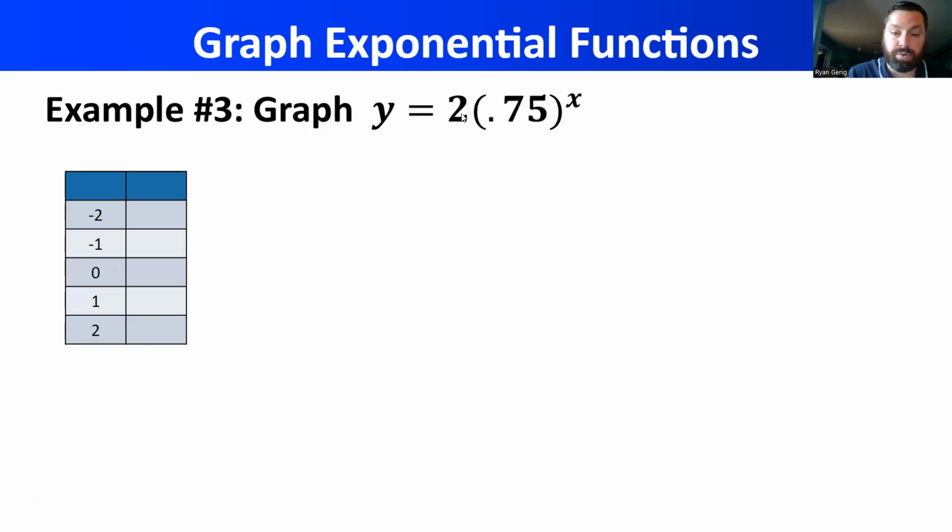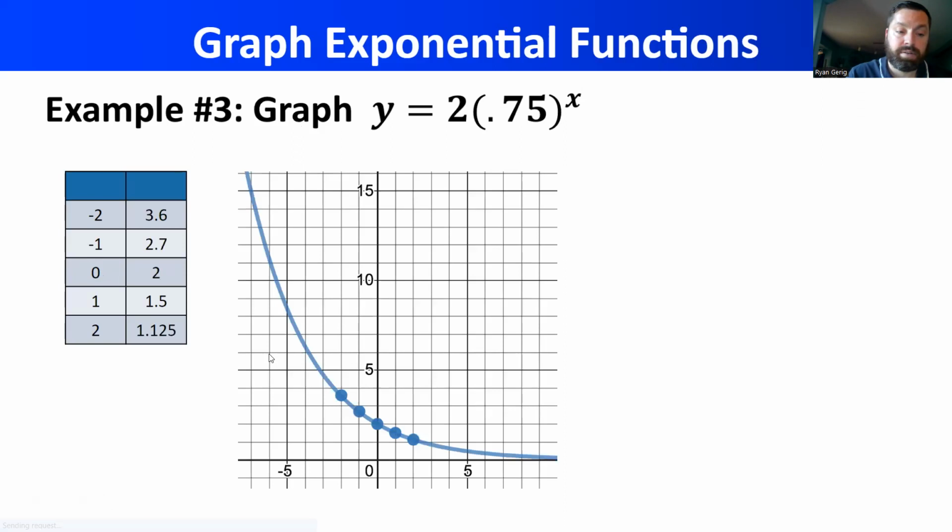The a value is 2. When I put 0 in for x, that wipes this 0.75 out, and when x is 0, y is 2. So when I plug these in, you're going to get some nasty numbers for -2, -1, 1, and 2, but 0, 2 should be nice. This number, 0.75, is between 0 and 1, so this is a decay problem, which is why you see it going down this time. And again, on this side, it never crosses the x-axis. All right, and that is graphing exponential functions.